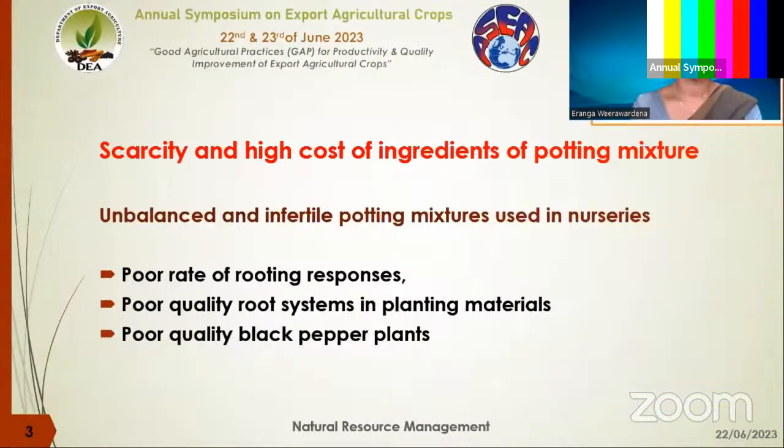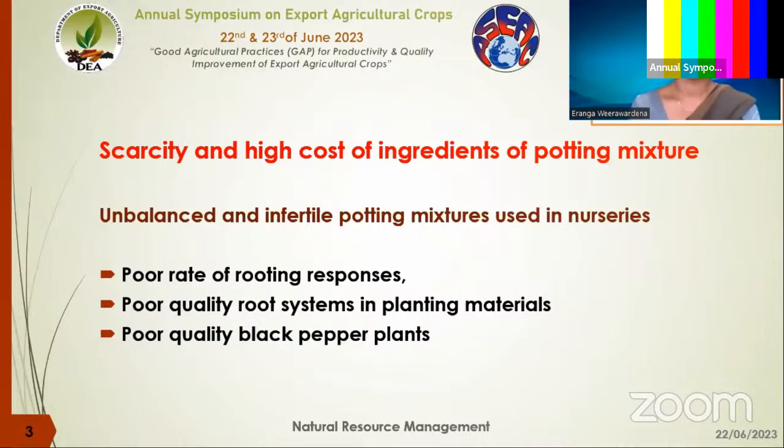However, scarcity and high cost of ingredients in potting mixture is one of the major reasons for problems in planting material production at present. People use subsoil instead of topsoil, and use minimum quantities of cow dung or coir dust or river sand in their potting mixtures.